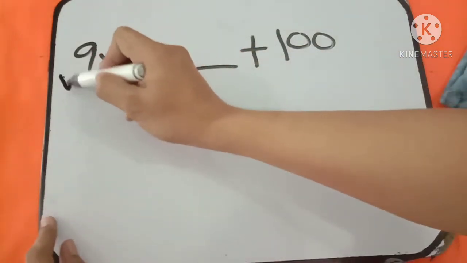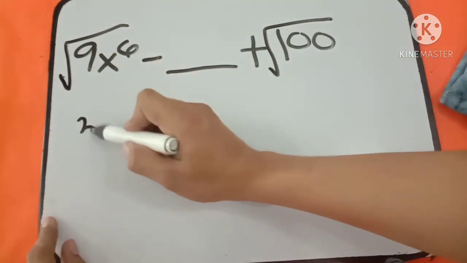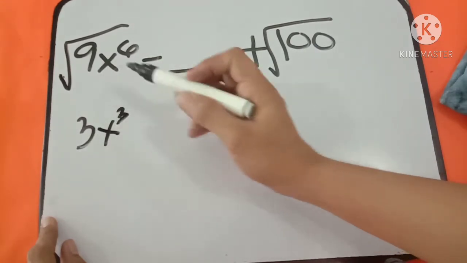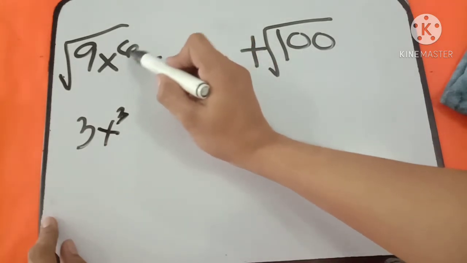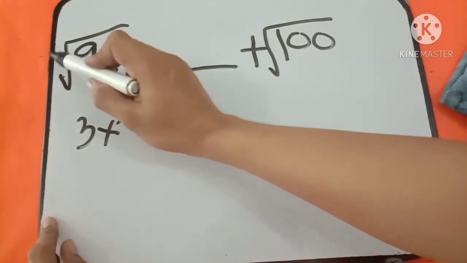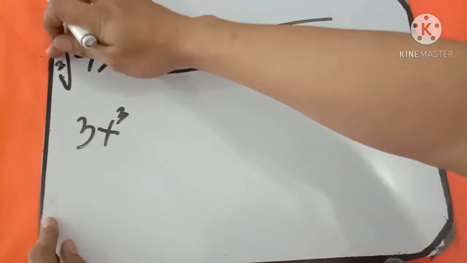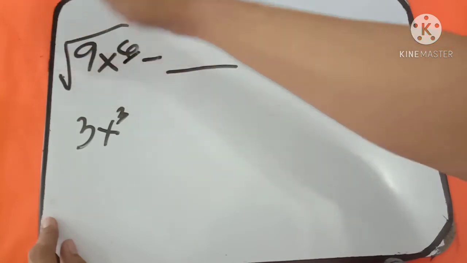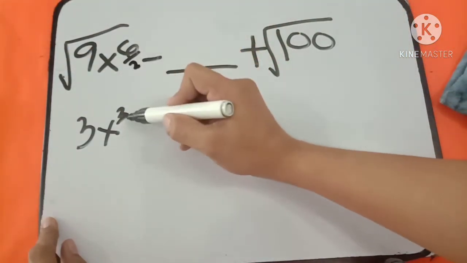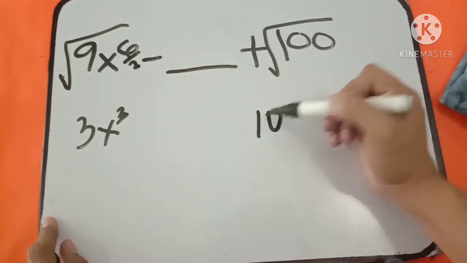So, the square root of this one and the square root of this one. The square root of 9 will give you 3, and the square root of x raised to 6 is x raised to 3. Remember, in dealing with the exponent, you simply divide the exponent by the index. Our index in this square root is always 2. Since it is 2, you don't have to write it because it is automatic. 6 divided by 2 is 3. Then the square root of 100 is 10.